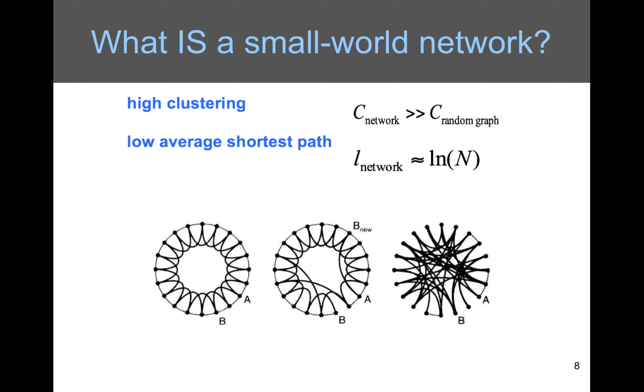What makes a small world network is both these two characteristics. And it wasn't clear how to create a network that had both of them, because these are like two contradictory objectives.